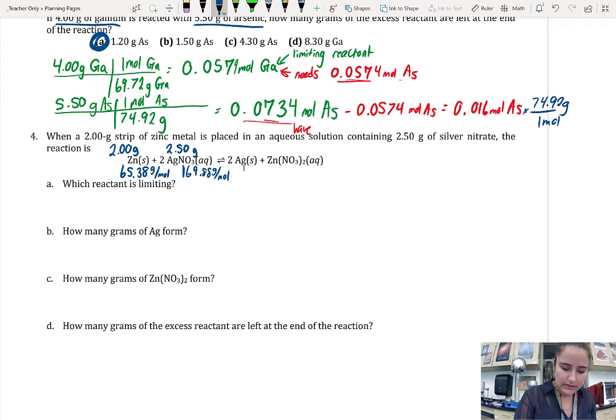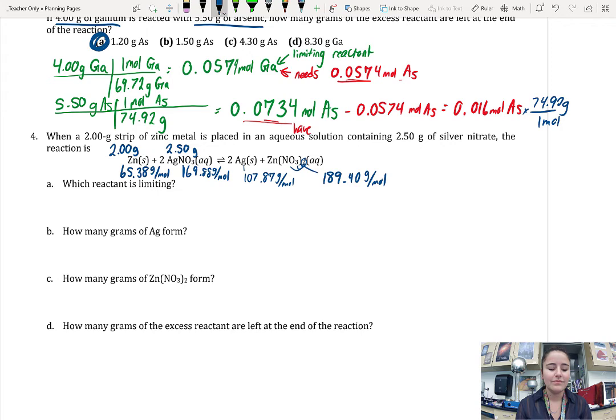Silver is 107.87 grams per mole. And then zinc nitrate, Zn(NO3)2: 65.38 plus I have 2 nitrogens, so whenever you have something outside the parentheses, you got to distribute it in. So 14.01 times 2 plus 16.00 times 6. And we get the molar mass of 189.40 grams per mole.